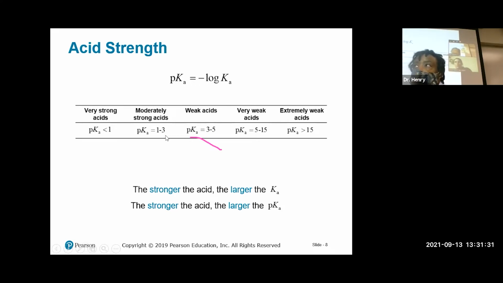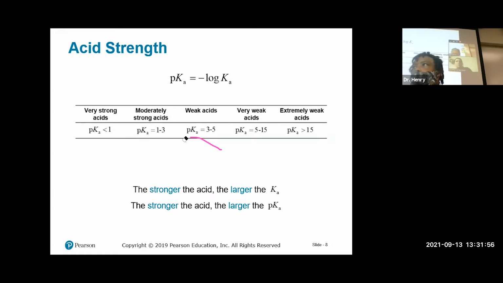If our pKa is from 1 to 3, it's a moderately strong acid. If our pKa is from 3 to 5, it is a weak acid. If it's from 5 to 15, then it is a very weak acid, right? Okay. Does that make sense?